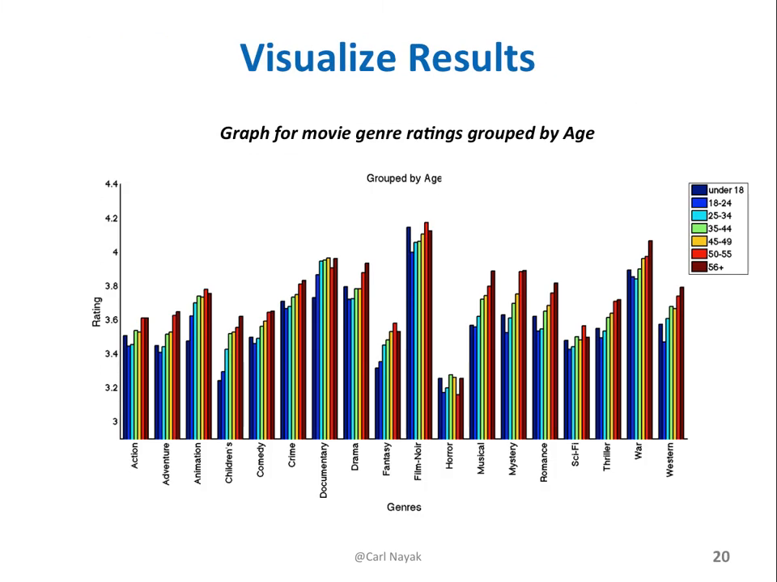I visualized some of the data within the result tables with bar graphs prepared using MATLAB. This is a graph for genre ratings grouped by age. As you can see, film noir is rated the highest and horror is rated the lowest overall. If you notice the graph, you'll even see that users over the age of 56 tend to rate movies higher than the other age groups, and users between the ages of 18 and 24 tend to rate movies lower than the other age groups.